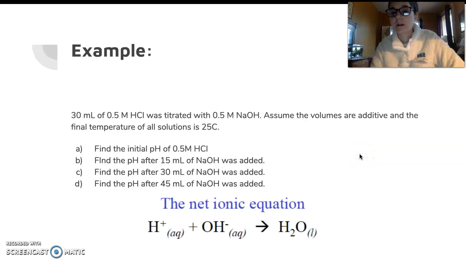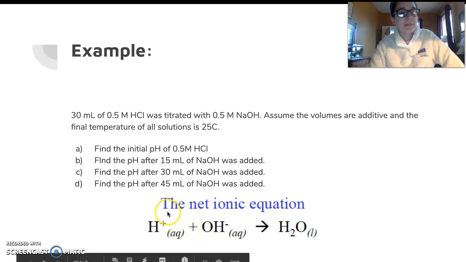Okay, so the important thing to know here for this reaction is the net ionic equation, what's actually reacting in the solution. It's going to be those H plus ions and the OH minus, and they're going to be forming water, which has a neutral pH of 7.